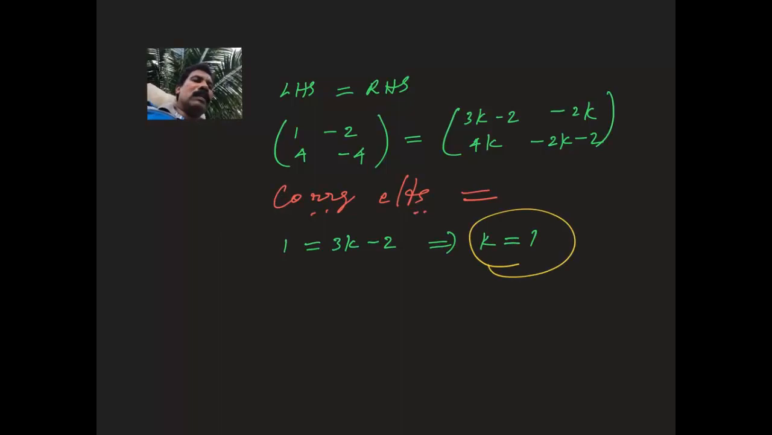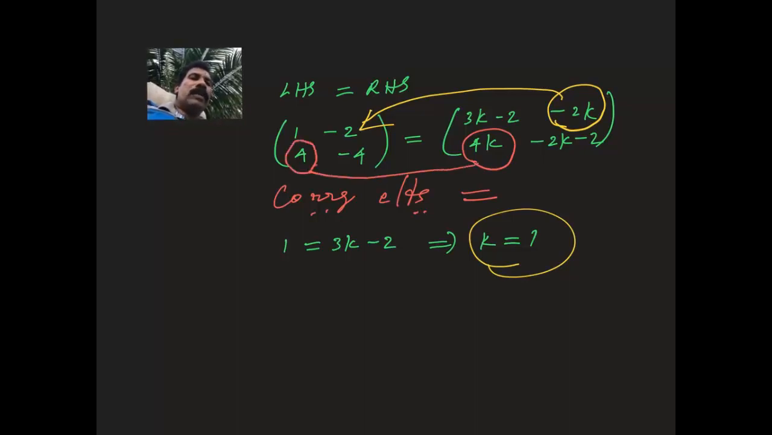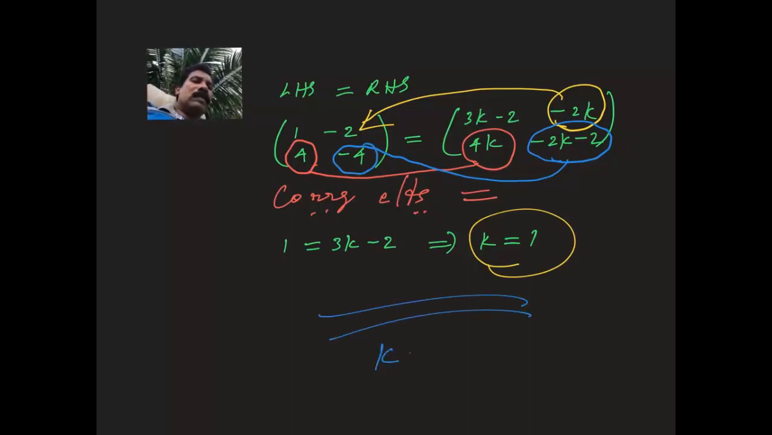So you can see that when k is equal to 1, what will happen to this minus 2k? That will be negative 2. When k is equal to 1, what will happen to this 4k? That will be this 4 only. And when k is equal to 1, what will happen to negative 2k minus 2? That will be, you can see, negative 4 only. So our answer is correct. So k is equal to 1.